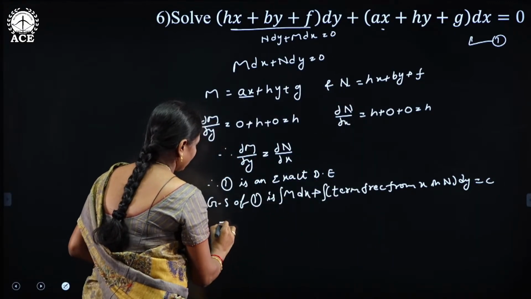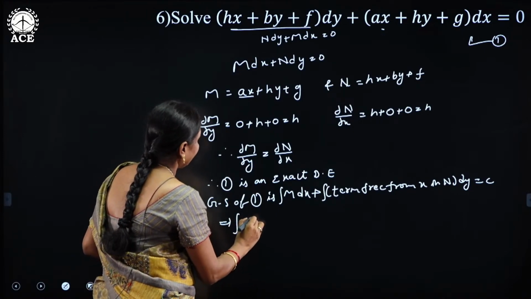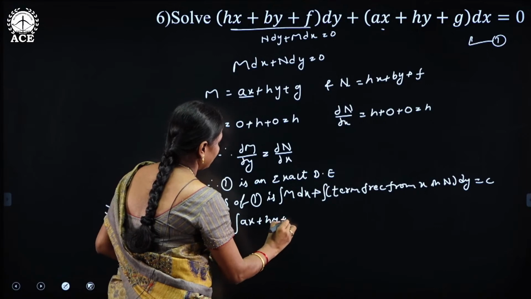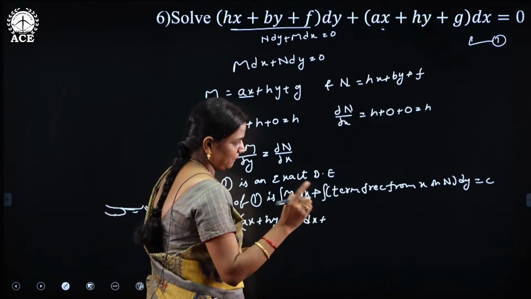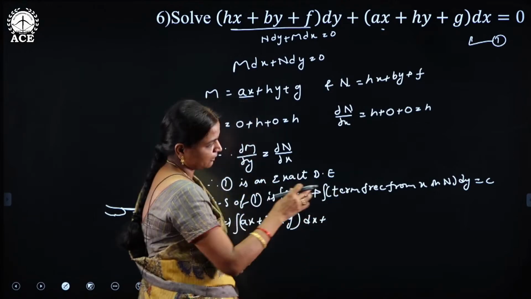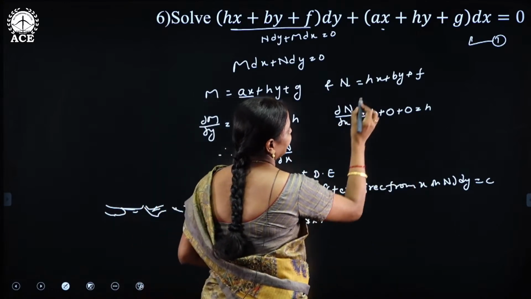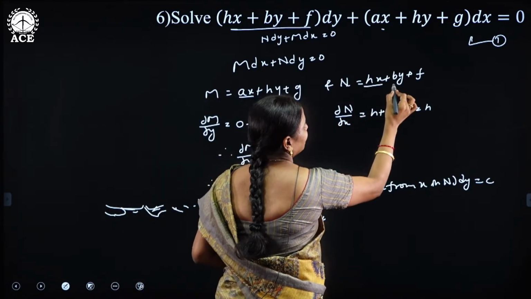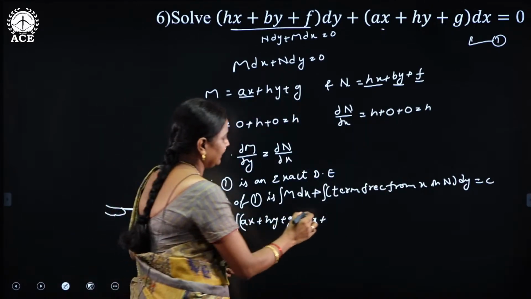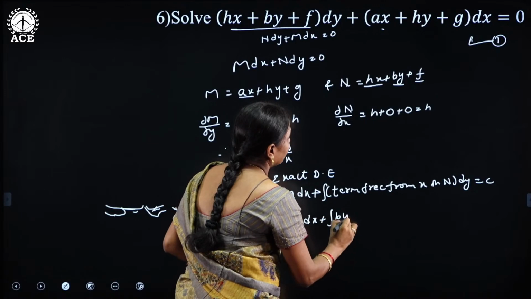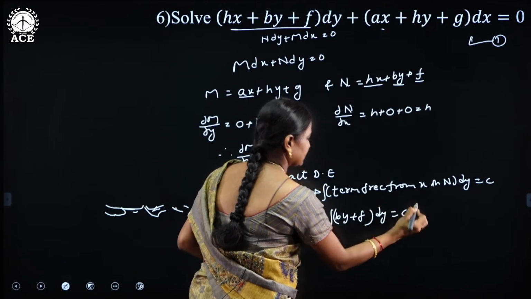Now substitute the given values. M, what is the M? M is equal to ax plus hy plus g into dx, plus, here please be careful to pick up the terms free from x in N. So terms free from x in N, so this is not a term, and by and f, these are the terms free from x. So here, which is by plus f into dy is equal to c.